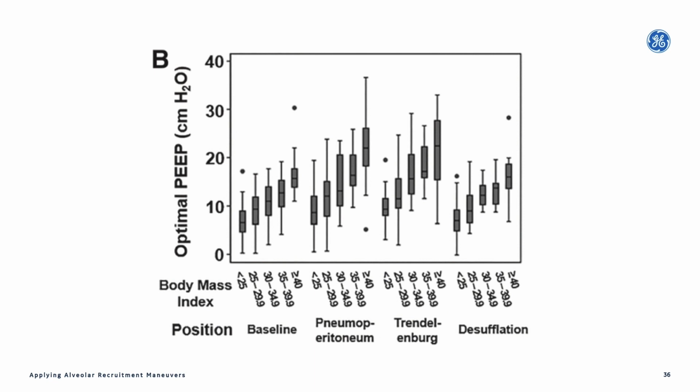As you can see, there was a correlation at baseline between BMI and optimal PEEP levels as measured by transesophageal pressure. The lowest BMI patients required a PEEP of about 8 centimeters of water, whereas patients with BMIs greater than 40 required PEEPs approaching 20 centimeters of water. You can see in addition that the relationship holds during both pneumoperitoneum and Trendelenburg positioning.